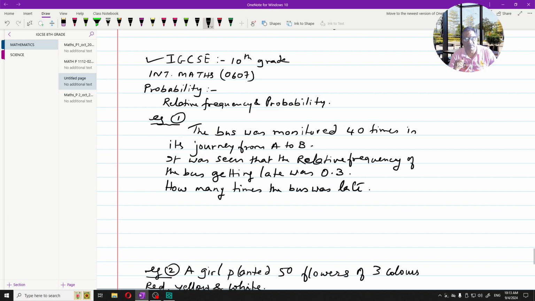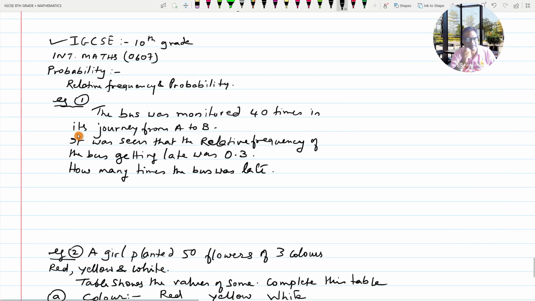The very first problem that you can see on the screen is this one. Example number one. It says that the bus was monitored 40 times in its journey from A to B. It was seen that the relative frequency of the bus getting late was 0.3. How many times was the bus late? So two things are given to you in this particular question: the bus was monitored 40 times, and the relative frequency of the bus getting late is 0.3. And they have asked you how many times the bus was late.